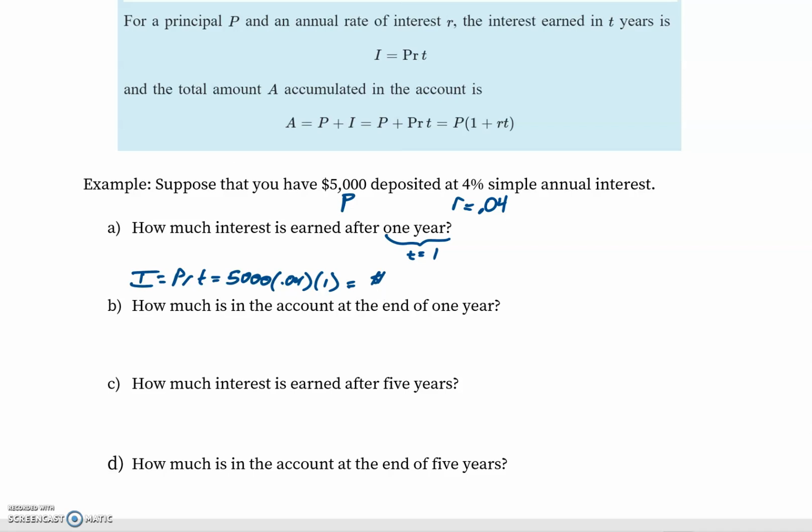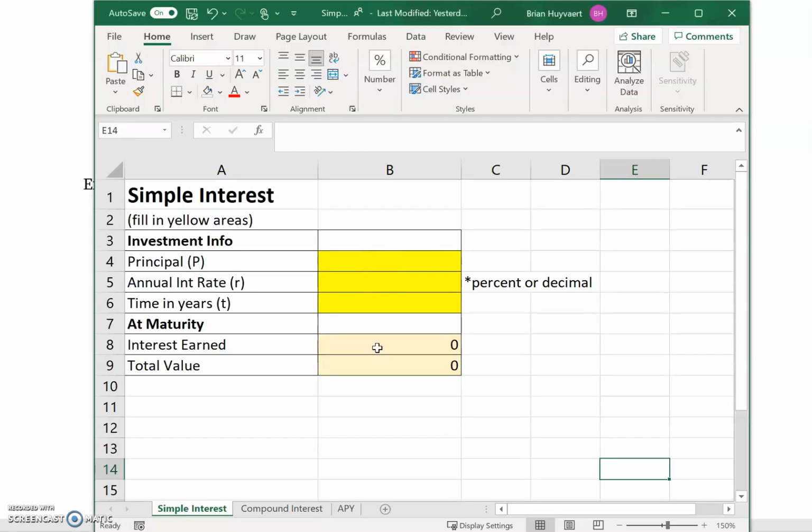But let's see what Excel has to say about it. And of course, we could just use our calculators for this one, or we could even in a single cell within Excel have this formula. But for us, I tried to set this up to be pretty straightforward. So we're going to fill in the yellow area. So our principal P is 5,000. Our interest rate, notice I said percent or decimal. So here's what I mean. You can either do 0.04 or you can tell it 4%. You have to put the percent symbol though, otherwise it's going to think you mean 4 as a decimal, which is really 400%. And then our time in years, in this case, it's just 1.